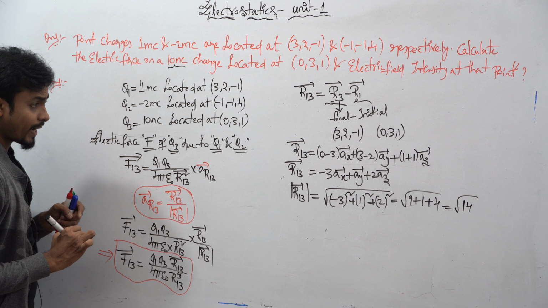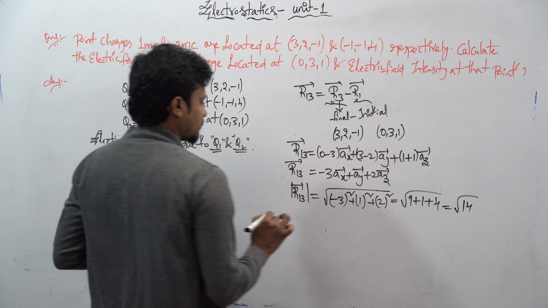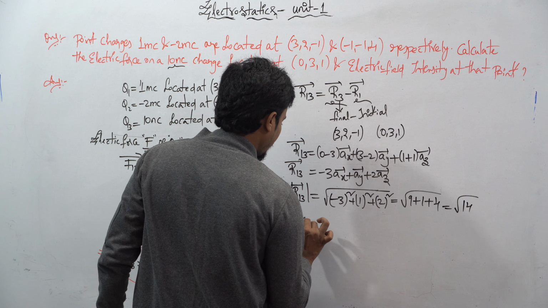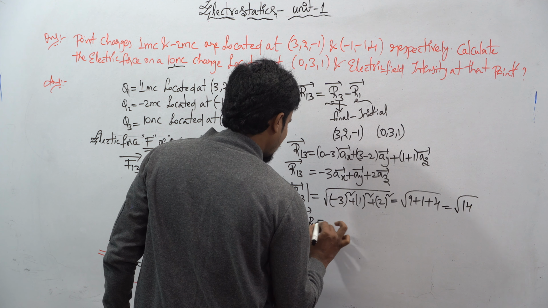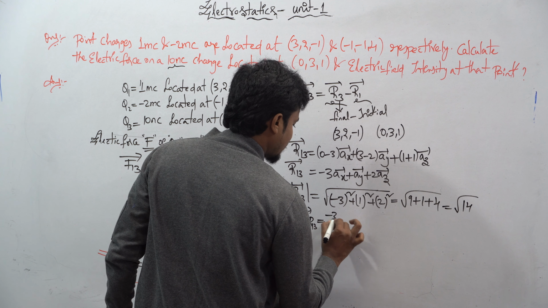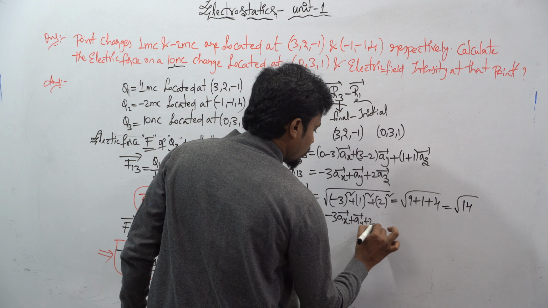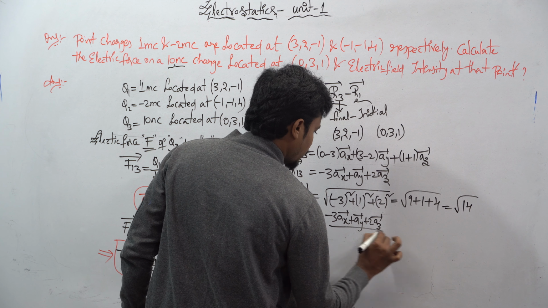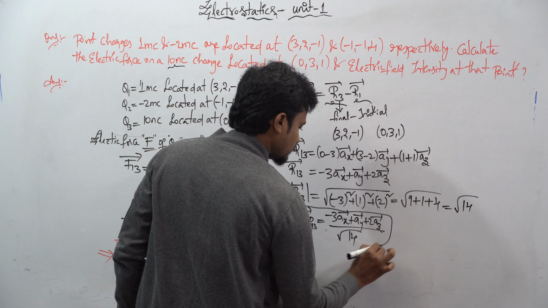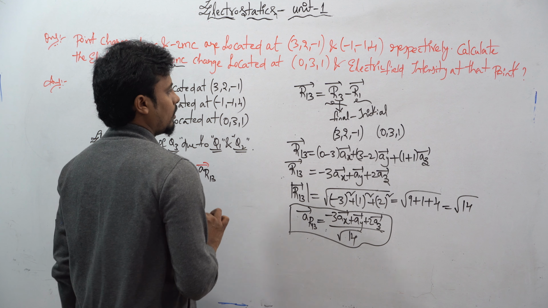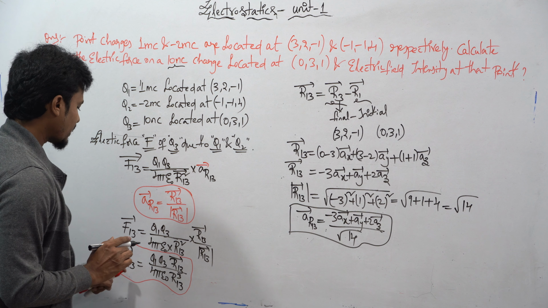Now what we have to do means, we have to substitute in the unit vector. What will happen? This will be the a bar r13, so that be equal to minus 3 ax bar plus ay bar plus 2 az bar divided by square root of 14. Okay, now next our target be to put these values in this F13.